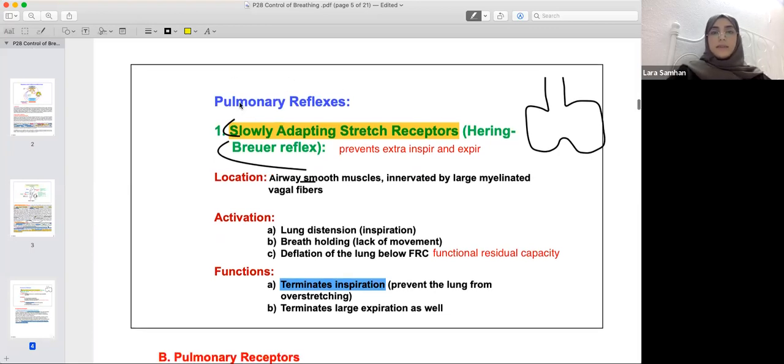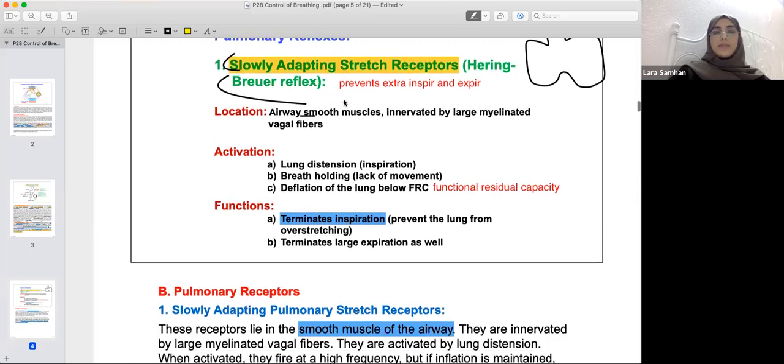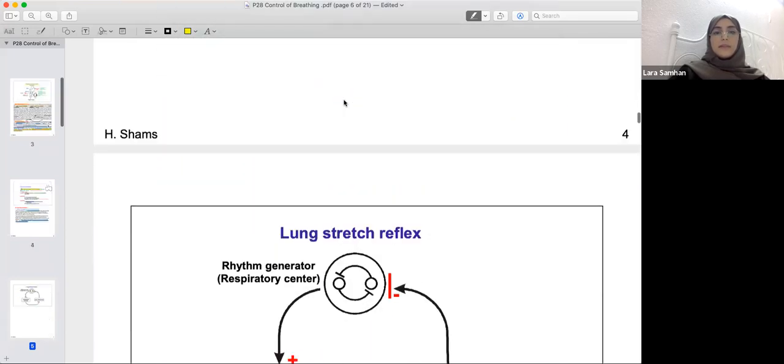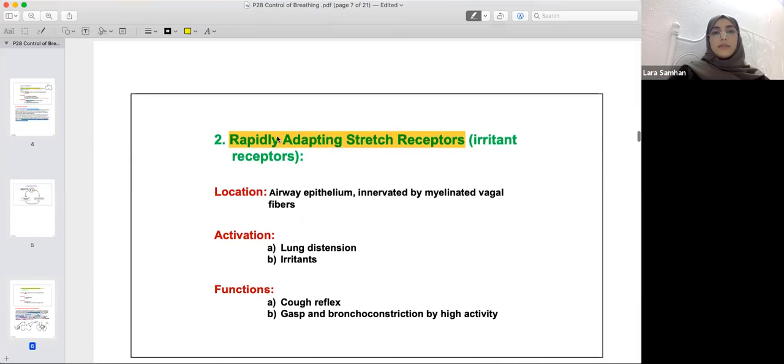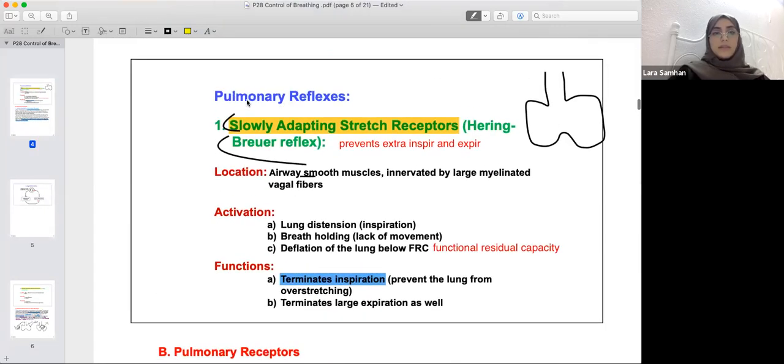Okay, so now in regards to the pulmonary reflexes, we have a couple of reflexes. We have number 1, the slow adapting stretch. If we have the slow, that means we have the rapid or the fast pulmonary stretch, and also we have other types. Let's move one by one. Now, in regard to this pulmonary reflex, pulmonary is lungs. Reflex means a reflex. For example, for every action, there's a reaction. This is simply the meaning of the reflex.